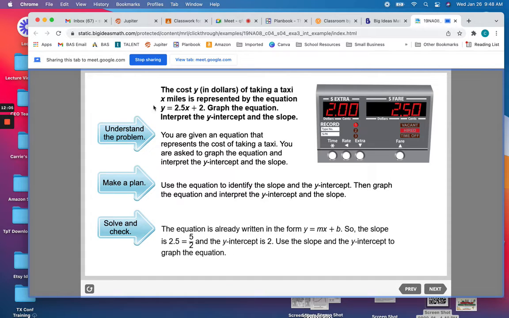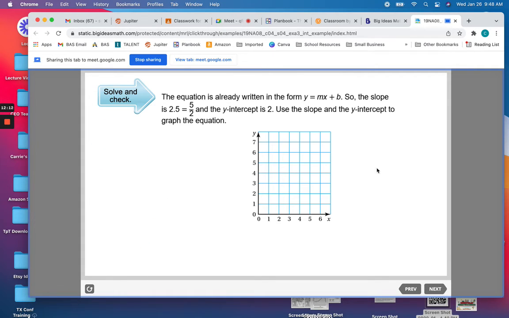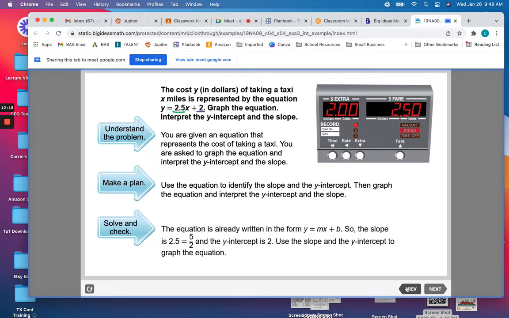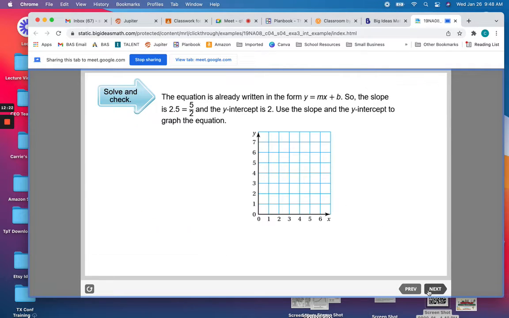Is this in slope-intercept form? Yes. Excellent. So now it's easy to graph. What is my y-intercept? 2. And my slope? 2.5. Very good. On the y line, I'm putting my y-intercept at 2.